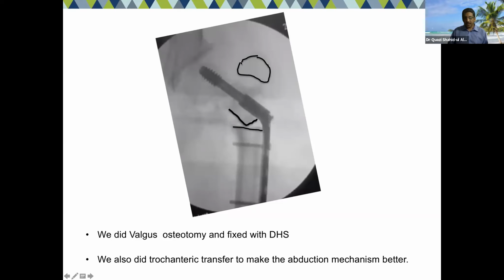And the above portion, the rounded portion, is the greater trochanter, which we actually bring down as low as possible and attach it with the proximal femur, avoiding the DHS plate, with the help of a screw later.